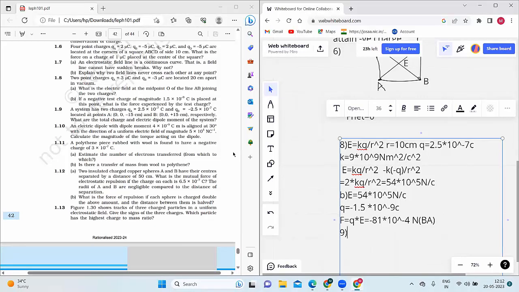As you know, the dipole consists of a positive charge and a negative charge. Here the value of Q is 2.5 into 10 power minus 7 coulomb. And the distance between the two charges, plus 15 and minus 15, is 30 centimeters.